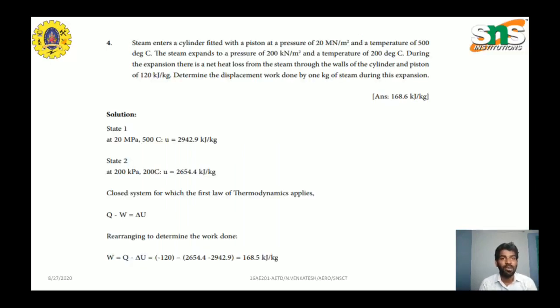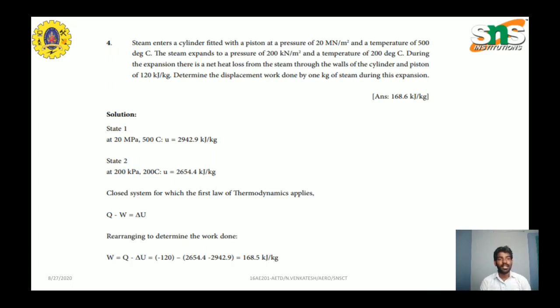This problem is slightly different from the first three problems. What is meant? In the first three problems, the values are straightforwardly given: Q, W and del U. Any two of these three parameters will be given by the problem, and we need to find the third one.